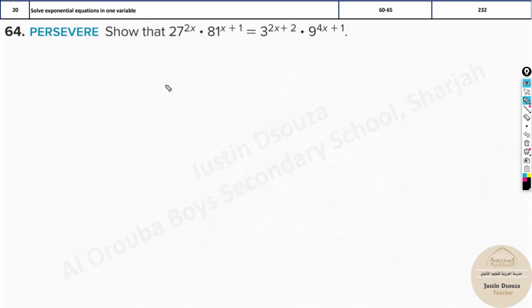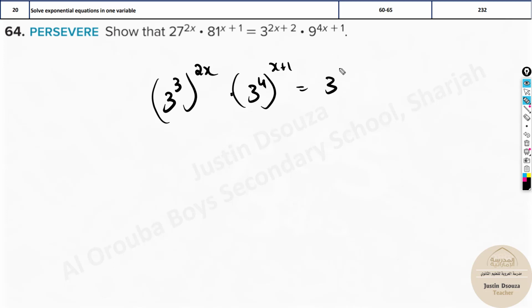Instead of 27, I'll write 3 to the power 3. And then I'll write the exponent that was originally there as a power. 3 to the power 4 is 81. Then write x plus 1. 3 as it is, the base is the same. 3 to the power 3 only. Okay. 2x plus 2, multiplied by 3 squared, the whole to the power 4x plus 1.